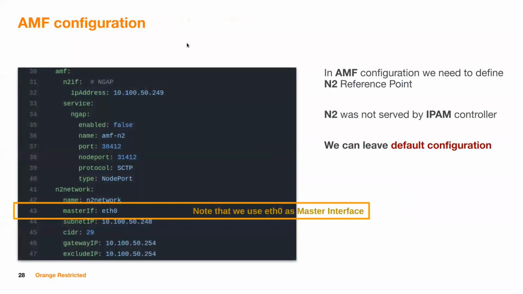On the AMF part, as you may know, we have the N2 interface, which communicates with the gNodeB. On the UPF side, we do not consider N2. So here in the AMF, we can stay with default. We could change it, but we stay with the default configuration on N2 because it's not imposed by Nephio itself. It's not related to the UPF. The point which needs to be noticed here: I provide eth0 as the master interface, as I discussed previously. If you would like to use eth1, we need to provide eth1 here.